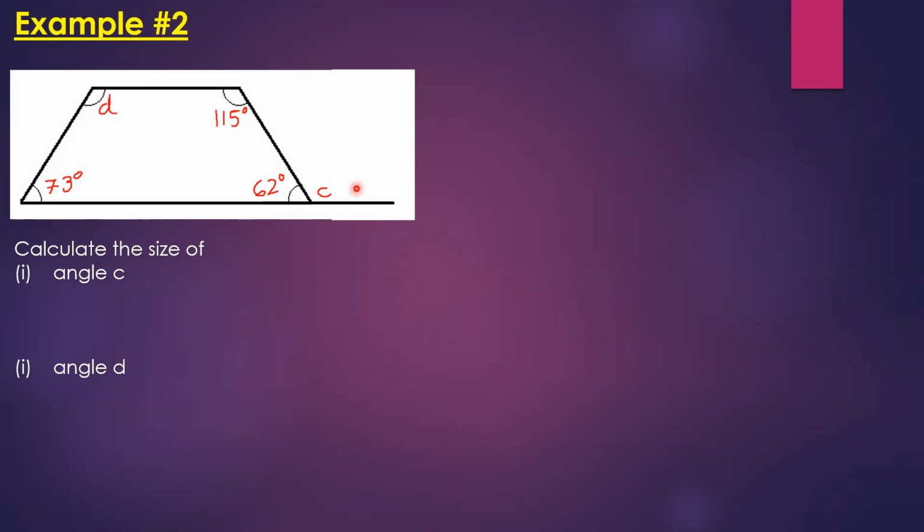So these two angles, 62 and C, are angles on a straight line, right? Now, what do we know about angles on a straight line at a common point? They add up to 180. Very good. They add up to 180 degrees. So 62 and C must add up to 180 degrees.